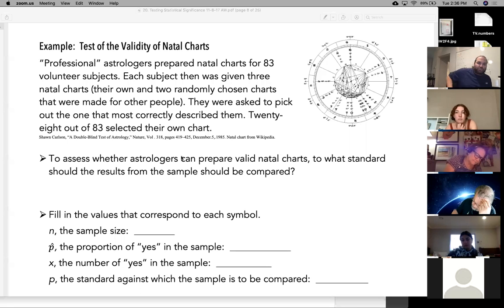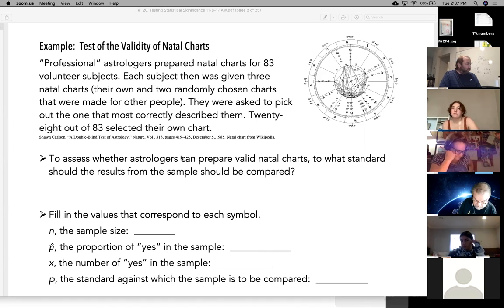To assess whether astrologers can prepare valid natal charts, to what standard should the results from the sample be compared? If we're testing whether or not these astrologers are good at what they do, and can actually prepare valid natal charts, to what standard should we compare this?